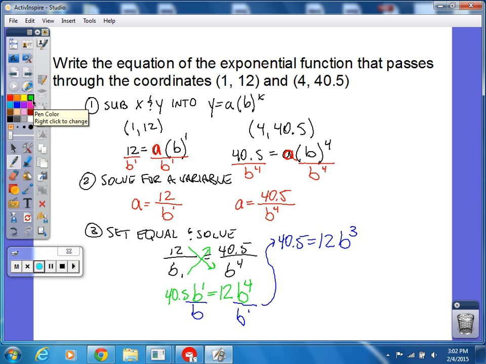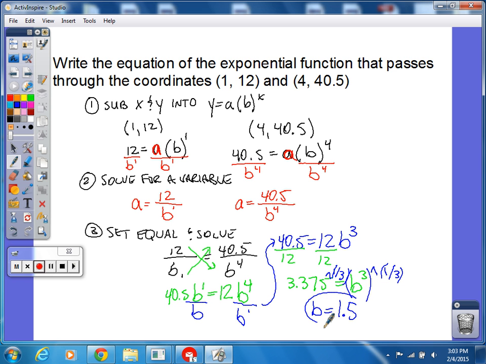I'll divide by 12, both sides, and I will get a decimal for that. So the 40.5 divided by 12 is actually going to give me 3.375 equals B to the third. And then we've been going over this a few times in the last week or so. To get rid of the exponent, you raise it to the reciprocal. So we're going to raise this to the reciprocal. So if I do 3.375 raised to the reciprocal of 3, which is 1/3, I'm going to get a b value of 1.5. I am not finished yet.